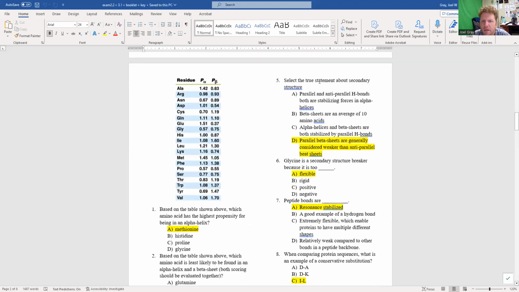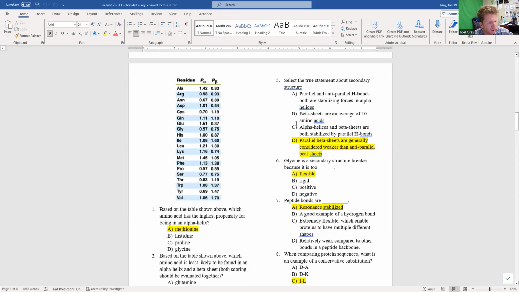Number 5 reads, select the true statement about secondary structure. A, parallel and anti-parallel hydrogen bonds are both stabilizing forces in alpha helices. Incorrect. B, beta sheets are on average 10 amino acids. That 10 is the average length of an alpha helix, not a beta sheet. C, alpha helices and beta sheets are both stabilized by parallel hydrogen bonds.